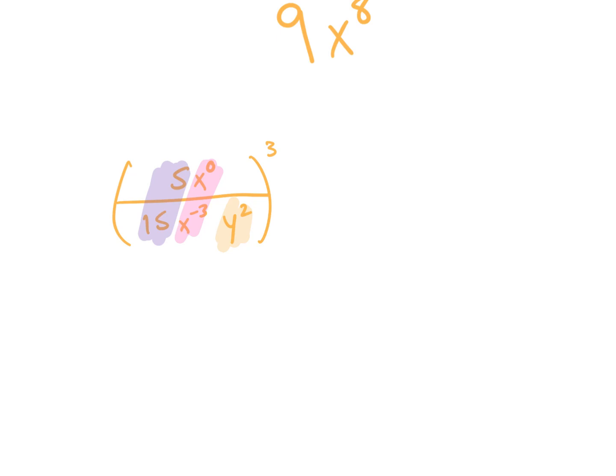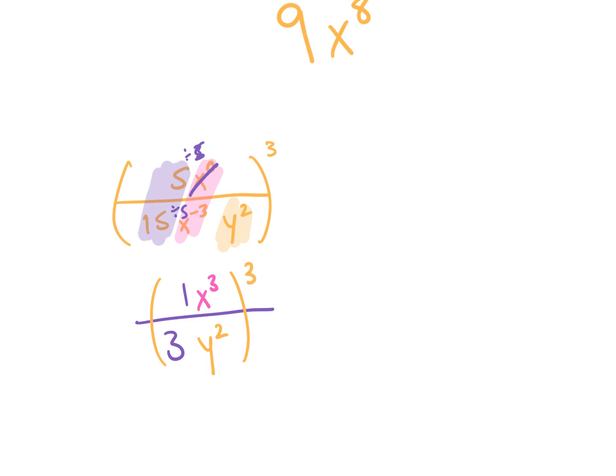What goes into both 5 and 15? 5 goes into both of them, so I'm going to divide them both by 5. So that would be 1 over 3. What is x to the power of 0? 1, so we can get rid of that x. And then if I have x to the power of negative 3 on the bottom, how do I make that exponent positive? Bring it to the top. So x to the power of 3 now goes to the top. And then y squared on the bottom. And then this is all cubed still.